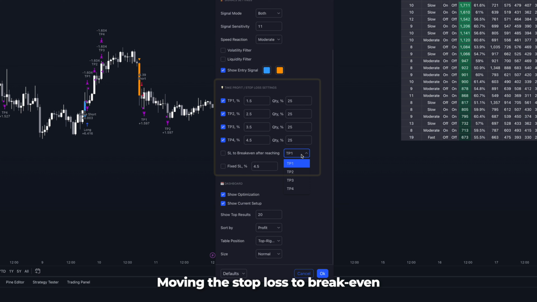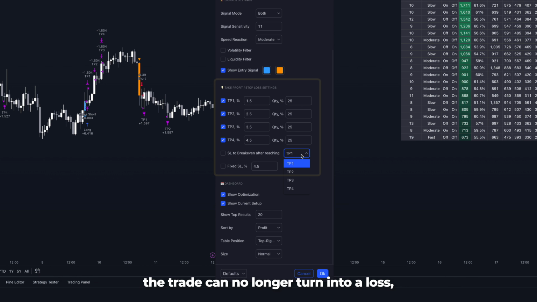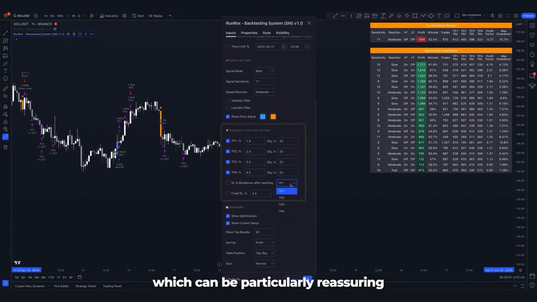Moving the stop loss to break even is an excellent feature for risk management, reducing your risks in trading and maximizing your profits over time. This technique ensures that once a certain profit level is reached, the trade can no longer turn into a loss, which can be particularly reassuring during volatile market conditions. Let me demonstrate visually how this feature can improve your trading results.